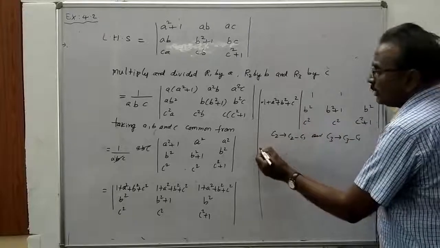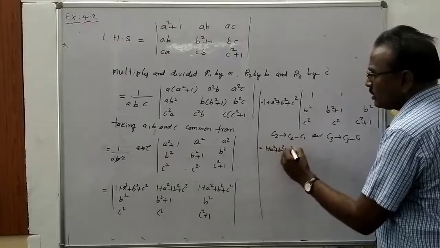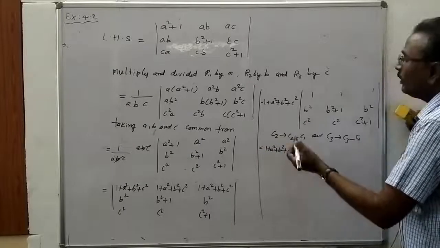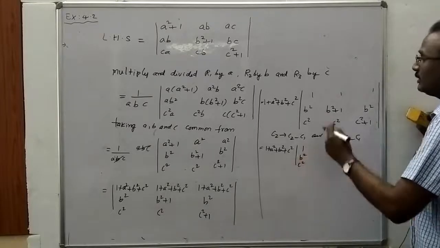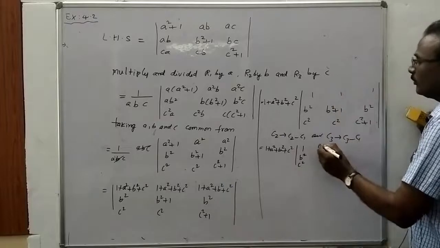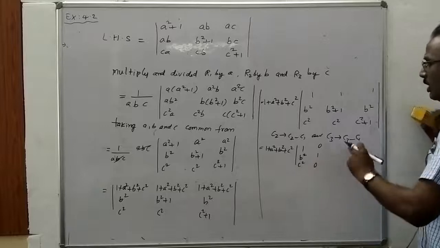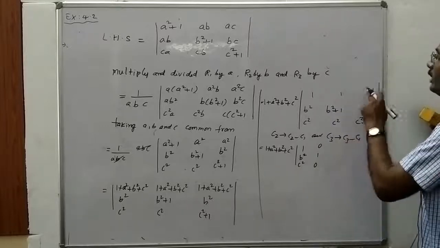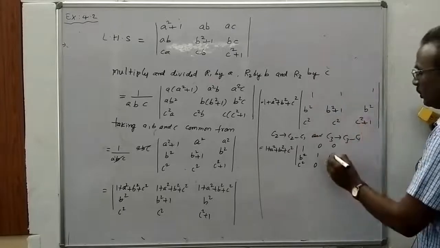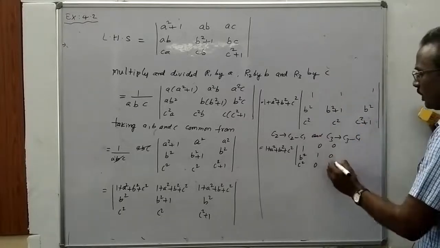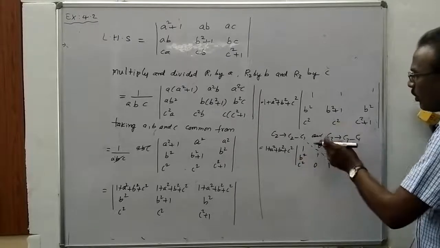So here LHS is 1 plus a square plus b square plus c square into the determinant whose first column is the same as it is, 1 b square c square. The second column becomes 1 minus 1 is 0, b square plus 1 minus b square is 1, c square minus c square is 0. Column 3 changes to column 3 minus column 1: 1 minus 1 is 0, b square minus b square is 0, c square plus 1 minus c square is 1. Clearly all elements above the principal diagonal are zeros.